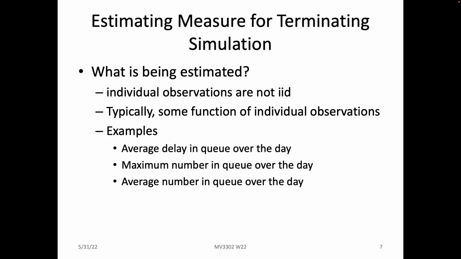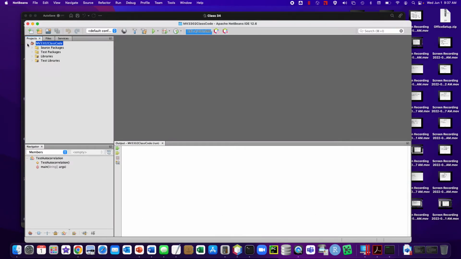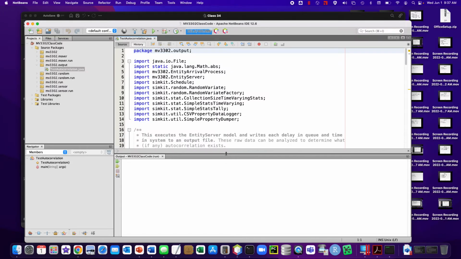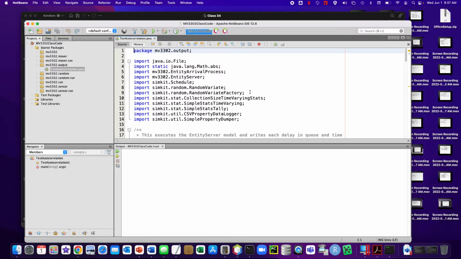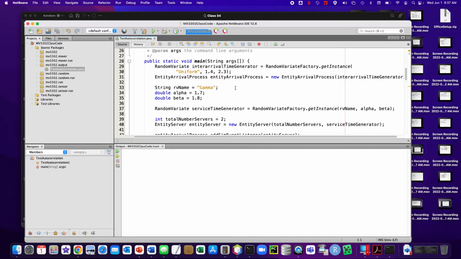Okay, so that was our little thought experiment, but what about it? Is that something which is real or not? Okay, so here's, remember our entity server? That was the first model where we could actually estimate the delay in queue.